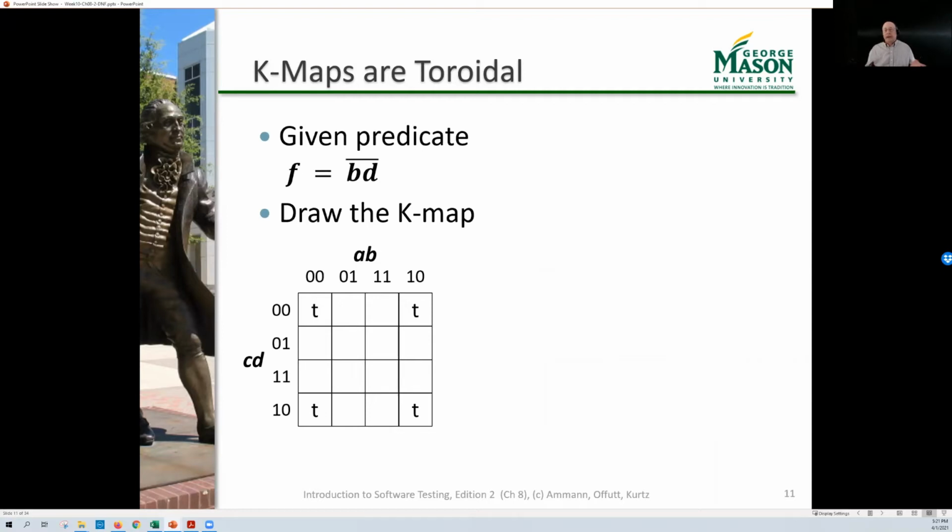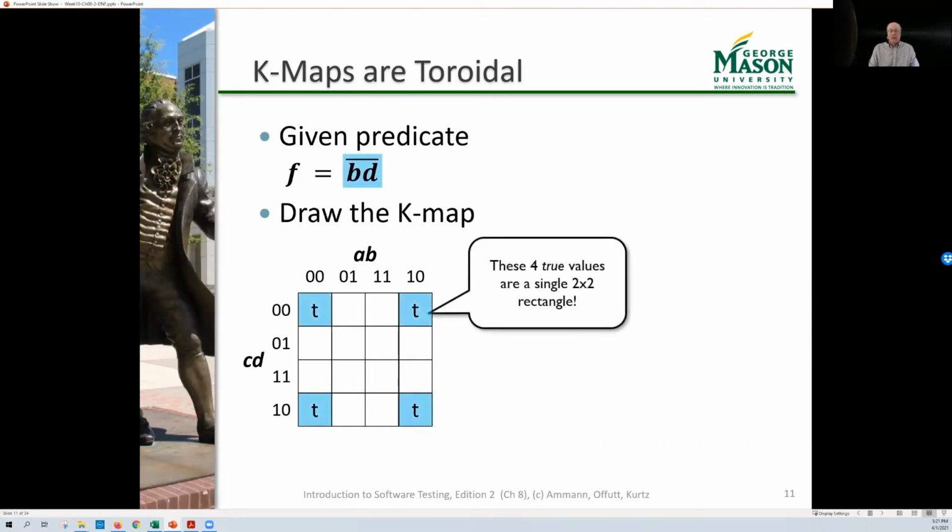So if we have this predicate, and here I'm ignoring AB for the moment, I'm just going to focus on AC. I'm going to focus on not B, not D. And so if we have not B, not D, then that maps to these 4 cells. The key thought here is that those 4 true values are a single 2 by 2 rectangle, because the top wraps to the bottom and the bottom wraps to the top. So we always want to be paying attention to wrapping around the edges. When we're trying to maximize the size of our rectangle, we want to always be thinking about whether there's an edge that we can wrap around to capture more cells.